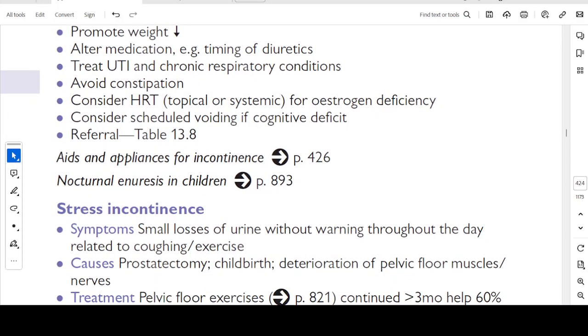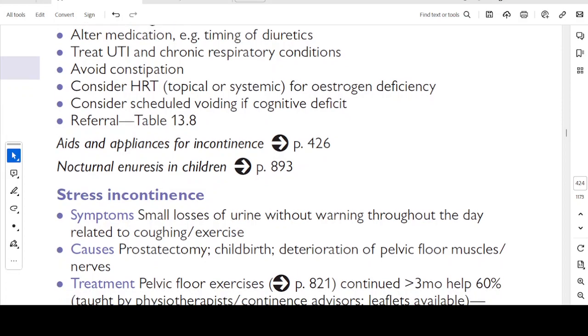Aids and appliances for incontinence. Nocturnal enuresis alarm in children. Nocturnal enuresis in children.